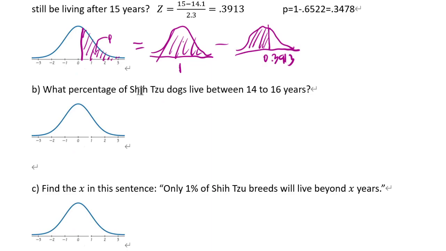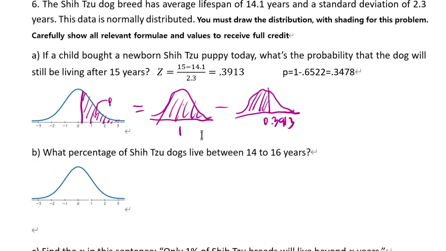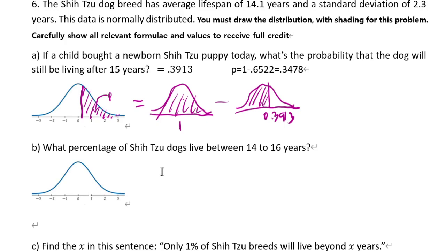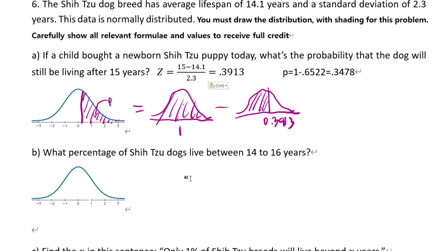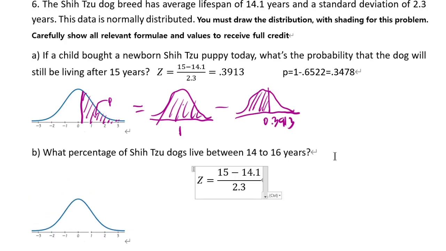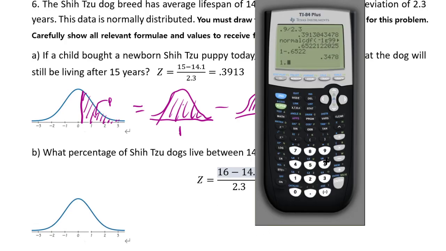Okay, what percentage of Shih Tzu dogs live between 14 to 16 years? Well, we have to find the z-score for the other cases as well. So let's calculate that. 16 has the z-score of 1.9 divided by 2.3, so it's 0.8260.